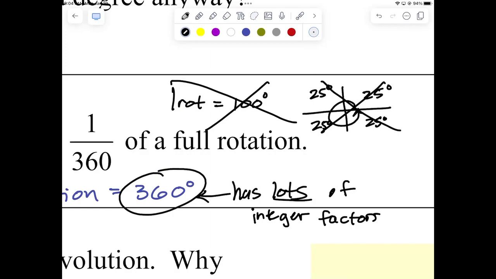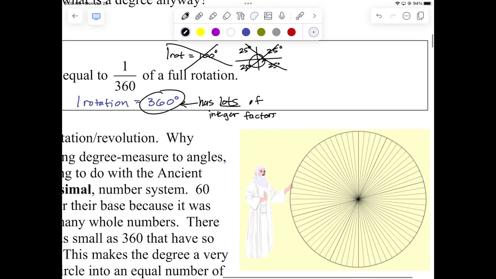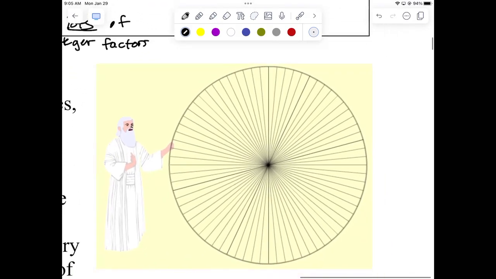That's one of the reasons they went with 360 over 100. The number's bigger and has lots of nice integer factors, so you can split it up without having to use fractions as many times. But there's a more important reason, okay? Remember that I talked about a rotation, things that come around full circle. And I already mentioned it in class today.